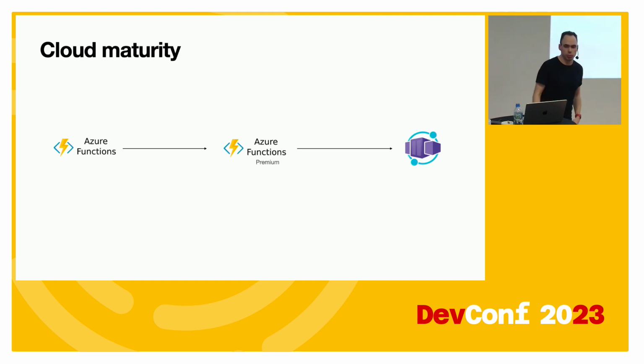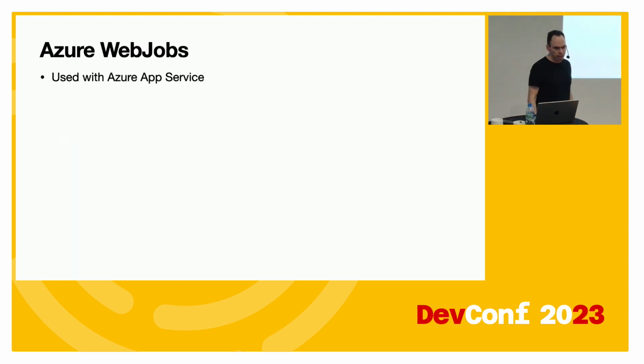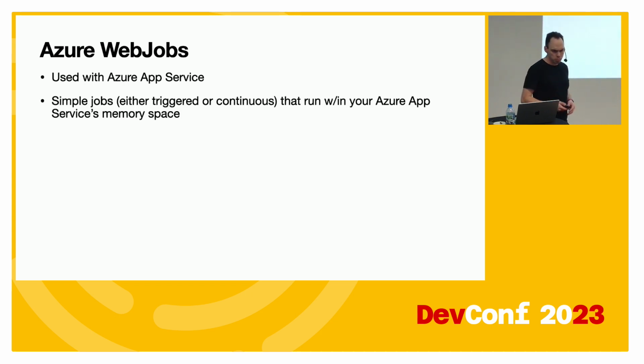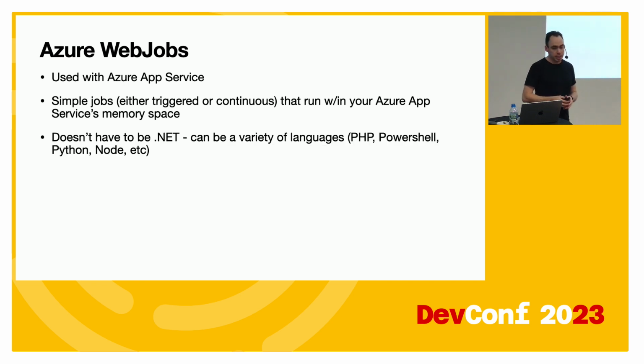if the needs of your app and your system change that drastically. Azure Web Jobs are another option if you're using Azure App Service. Azure Web Jobs are a way to deploy code out very simply. You just push it out to the web app as a web job, and it will just run. It will run either triggered or continuously. And they run within your Azure App Service's memory space, which is fine. It doesn't have to be .NET, which is useful if you happen to need to run PHP or Node or something along those lines. Same thing with Azure Functions.